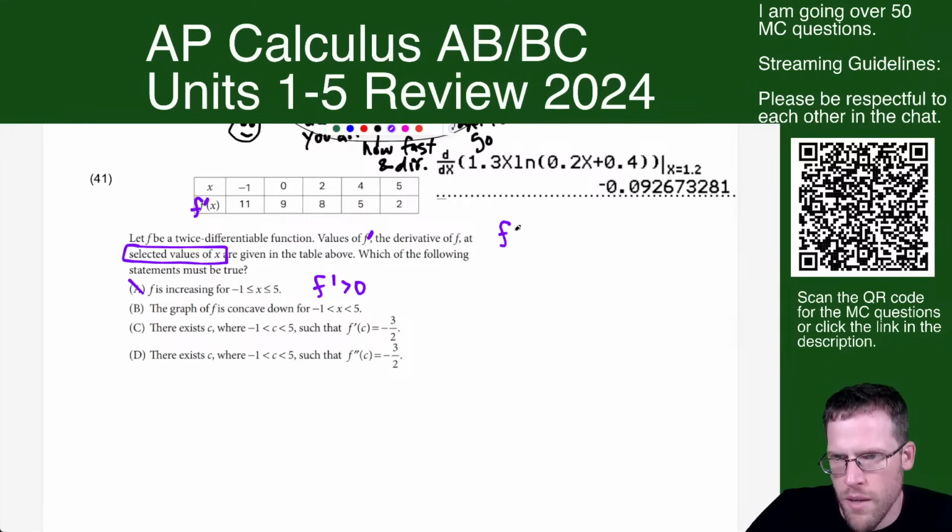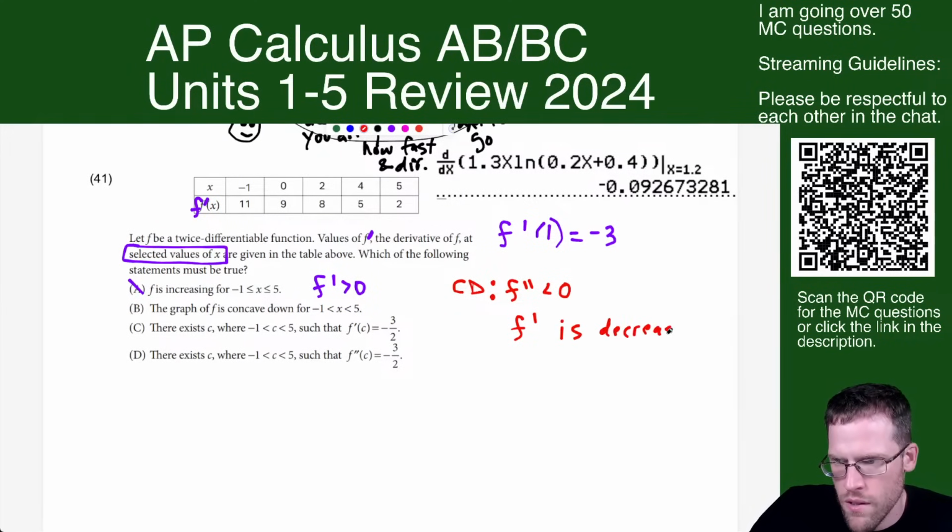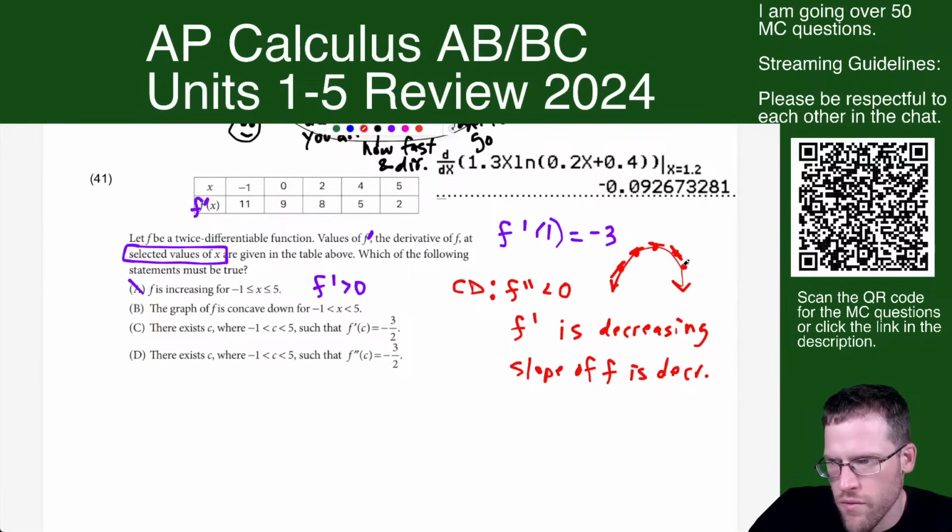So there's a possibility here that maybe f prime of 1 is equal to -3. Maybe this thing's going up and then it spikes back down immediately after 0. So that's possible, so A is out. The graph of f is concave down for -1 less than x. Concave down is when f double prime is less than 0, but it's also when f prime is decreasing, or the slope of f is decreasing. Here's our concave down curve, and notice the slopes are positive, but then they flatten out and become increasingly negative. So that's when the slope of f is decreasing.